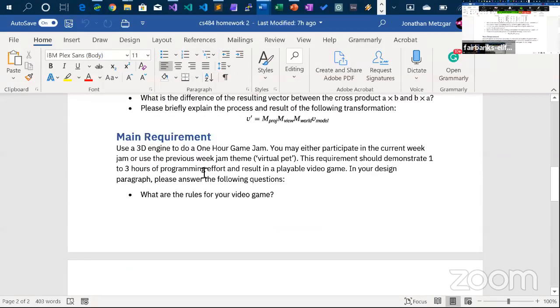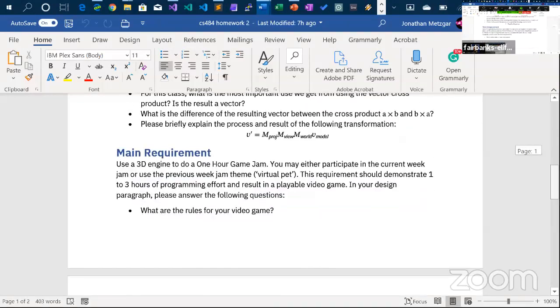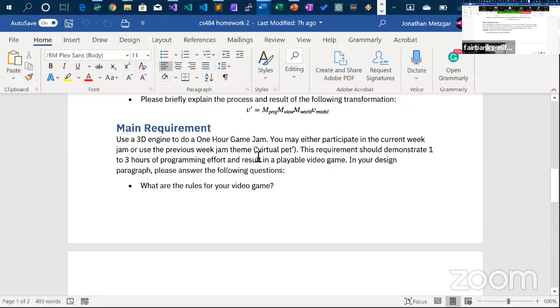Okay, so that's going to be homework number 2, and I would encourage you that if you really liked the last 1 hour game jam theme, to go along with it. A lot of times with game jam themes, you can make them anything you want. It might say virtual pet, but that doesn't mean it has to be a Tamagotchi. It could be Super Mario, but he's got a pet walking behind him or something. If you want to do a platformer, or a strategy game or whatever, you can make the theme fit your project.